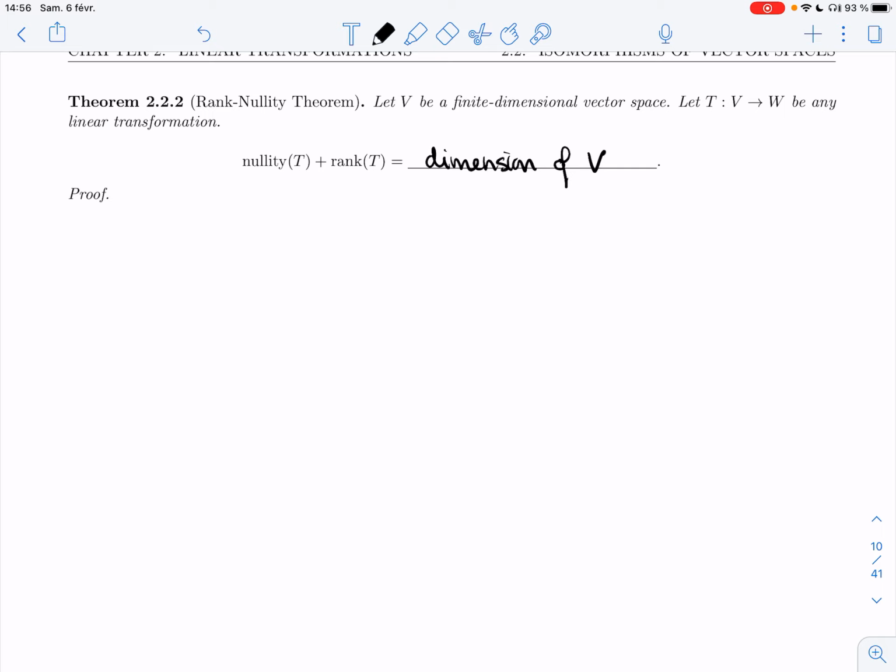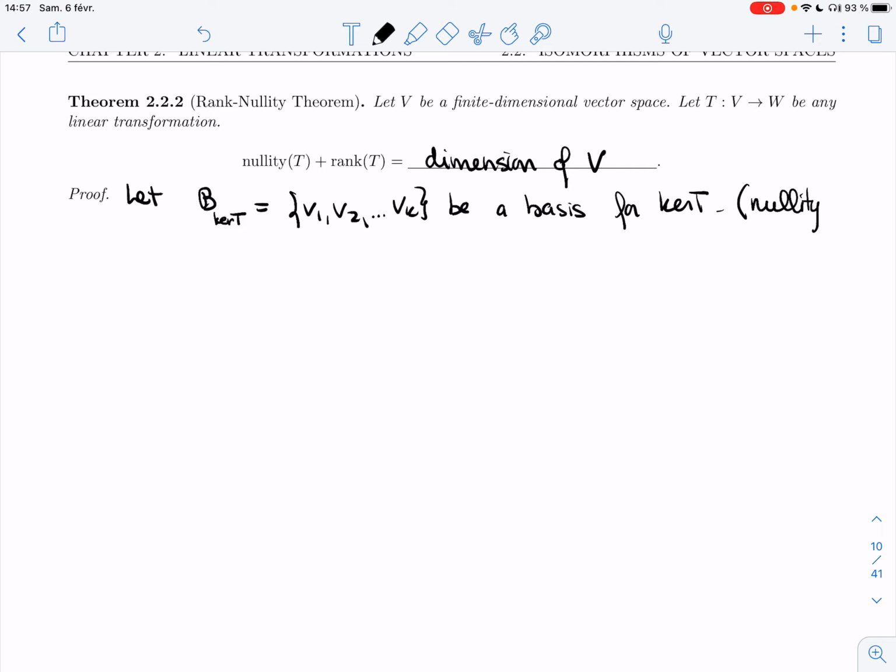All right, so we'll start with a basis for the kernel. So let B of the kernel of T, which is v1, v2, ..., vk, be a basis for the kernel of T. So the dimension of the kernel we're assuming is k, and that means the nullity of T is k.